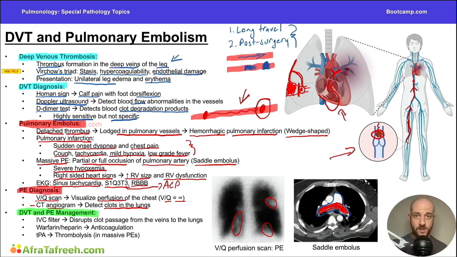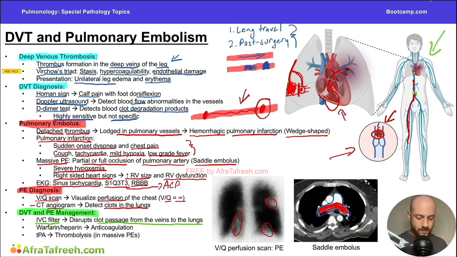So in someone that has recurrent DVTs or pulmonary emboli, we can install something called an inferior vena cava filter, and this is actually going to disrupt the clot passage from the veins to the lungs. So again, just looking at this diagram over here, if we install a little filter or a little catcher in the inferior vena cava, then if the patient does develop a DVT and it dislodges and starts to travel, then it will actually get caught in that filter and won't progress to the lungs to cause pulmonary embolism.